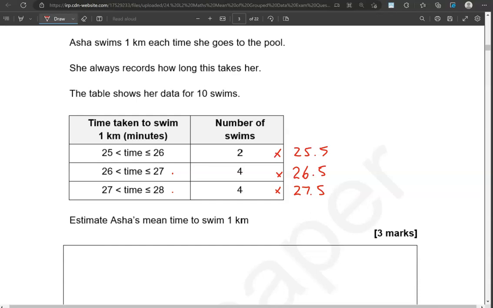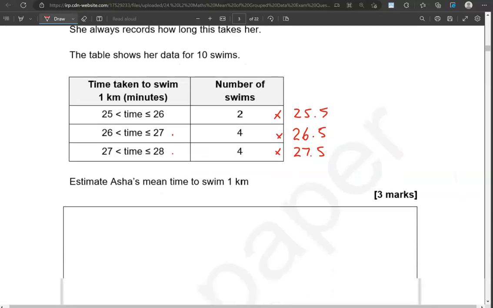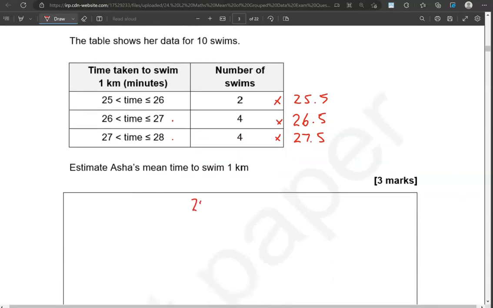So it's 2 lots of 25.5, or 25.5 plus 25.5. 5 and 5 is 10, so 0 down, 1 carried over. Again, 10 and 1, that is 11. 1 down, 1 carried over. 2 and 2 is 4, and the 1 is 5. So that is 51.